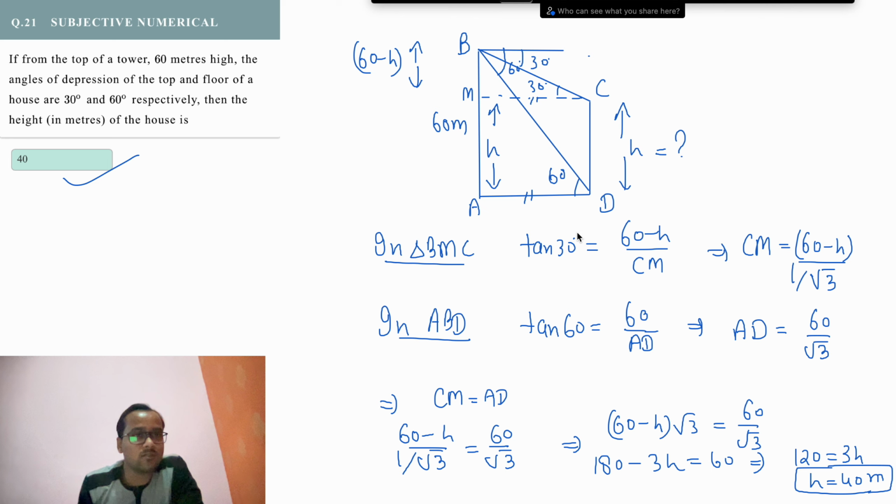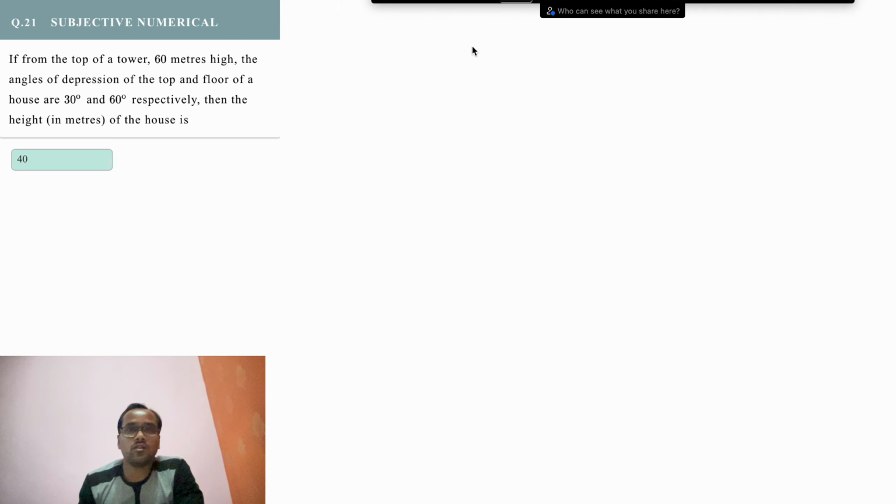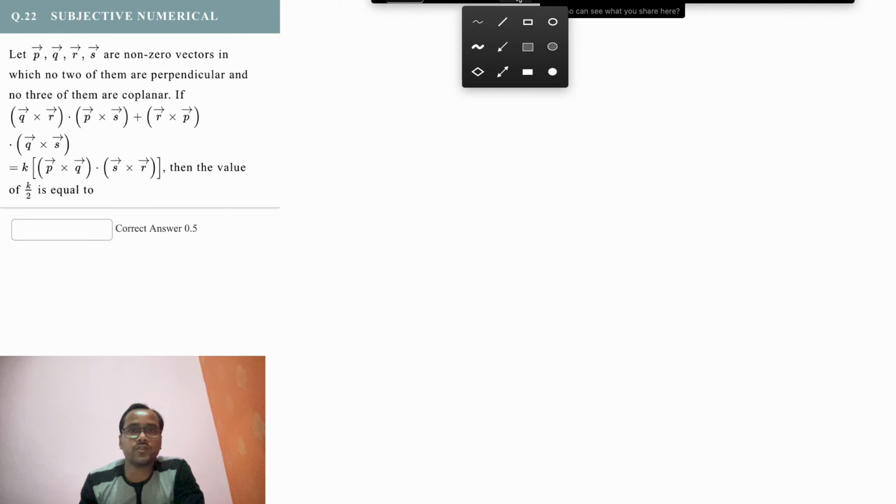40 is the right answer. I hope this should be clear. Fine. Now let's come to the next question. Question number 22. Here in this question number 22, P, Q, R, S are non-zero vectors, in which no two of them are perpendicular.